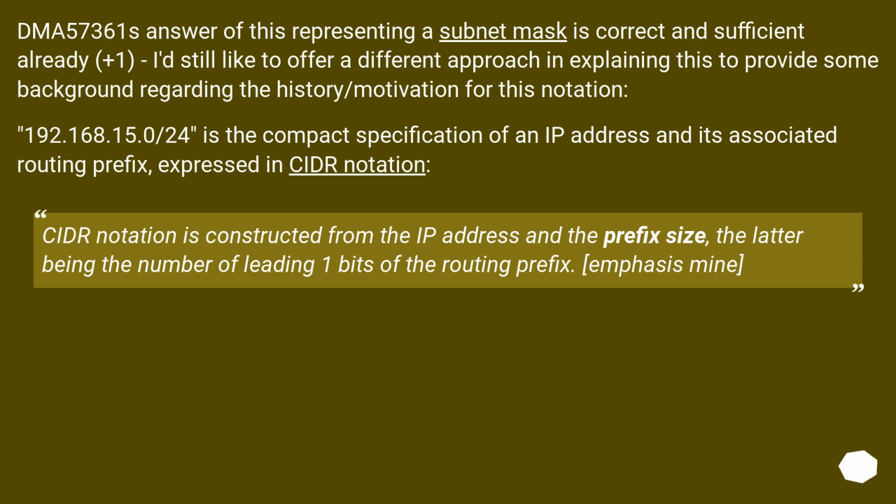192.168.15.0/24 is the compact specification of an IP address and its associated routing prefix, expressed in CIDR notation. CIDR notation is constructed from the IP address and the prefix size, the latter being the number of leading 1 bits of the routing prefix. Emphasis mine.